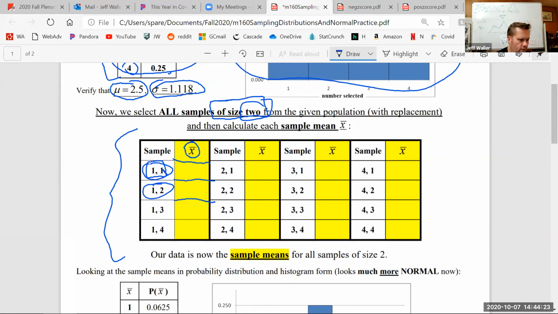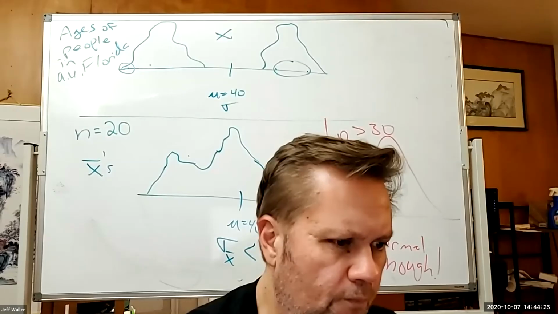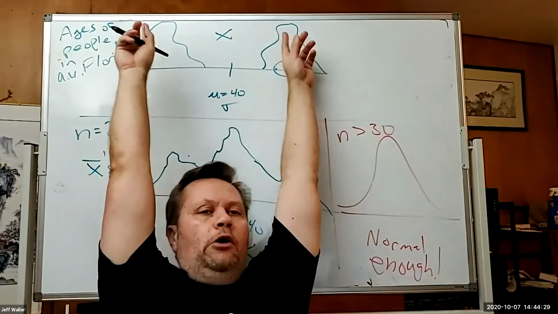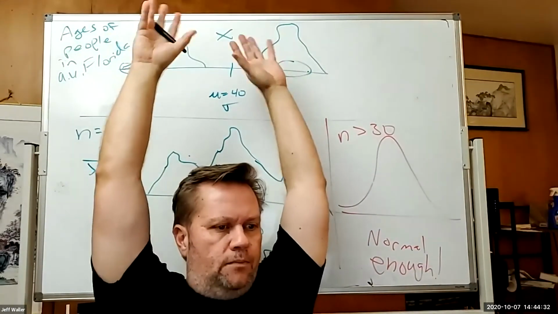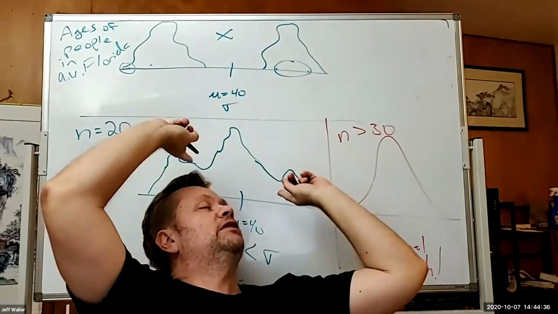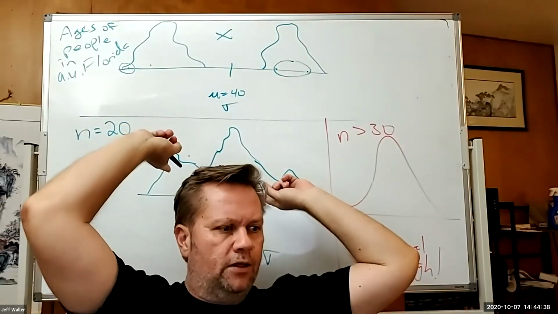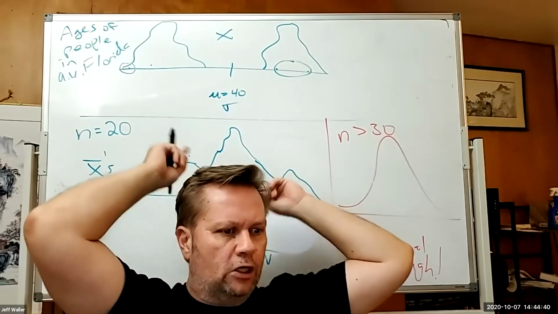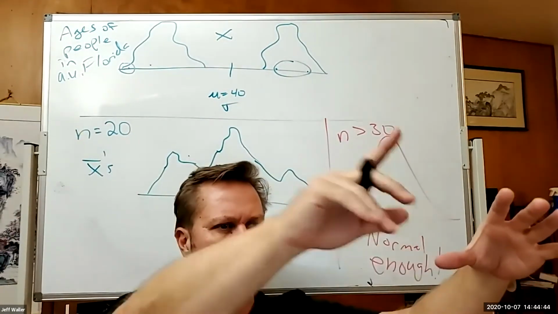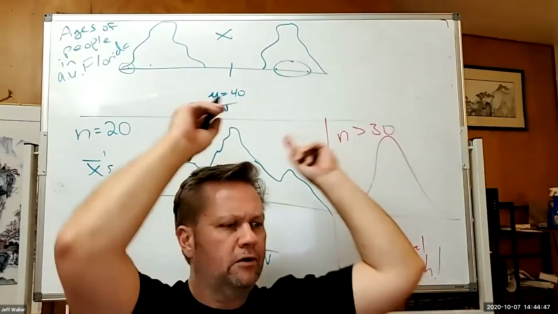So let me do this real quick. Up here, the original population was the ages of people in Florida. Then I took every sample of size 20 that I could, and I got this picture when I plotted those means. So if I got one sample of size 20, I asked what's everybody's age, got the average, and put it up there.